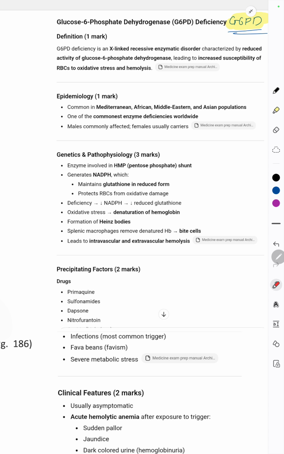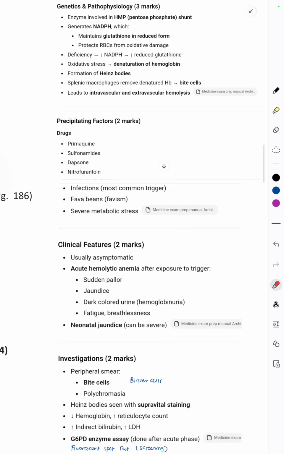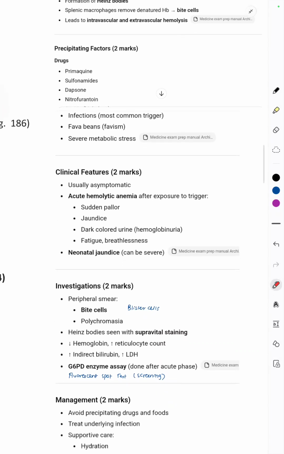damage. Oxidative stress will lead to denaturation of hemoglobin, and formation of Heinz bodies will take place. Splenic macrophages remove the denatured hemoglobin, and because of which this particular part looks bitten off, and that is called the bite cells. This will eventually lead to intravascular and extravascular hemolysis. Now, precipitating factors will be some drugs like primaquine, nitrofurantoin, sulfonamides, or dapsone. Infections will be the most common trigger. Fava beans or favism and severe metabolic stress.